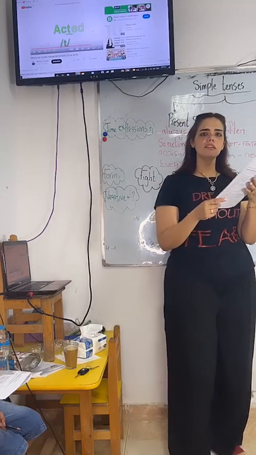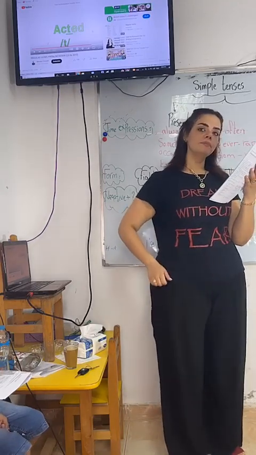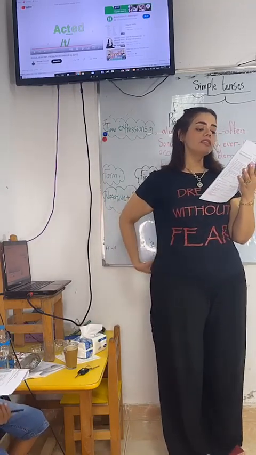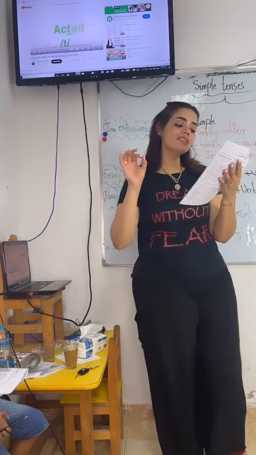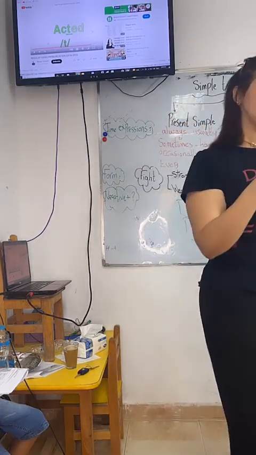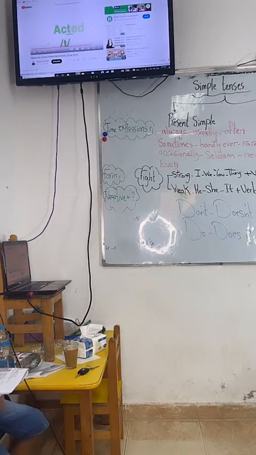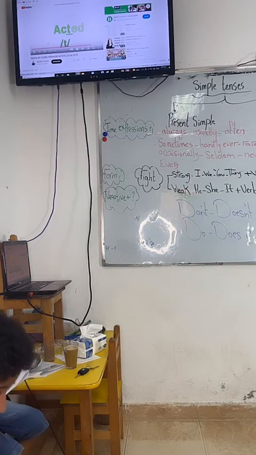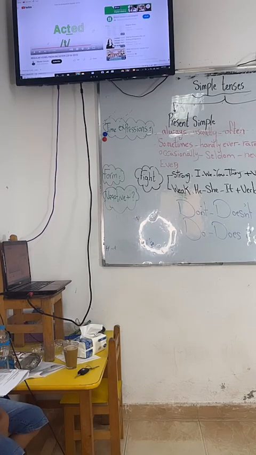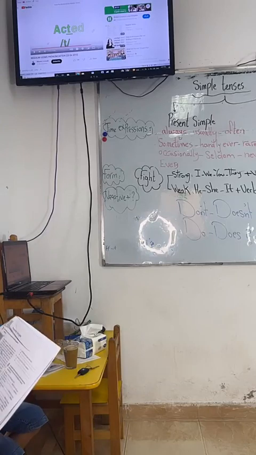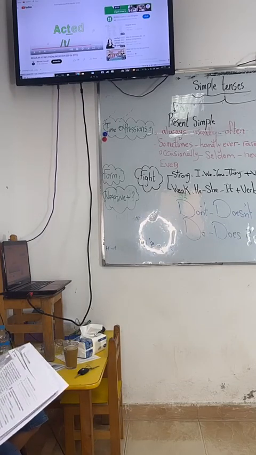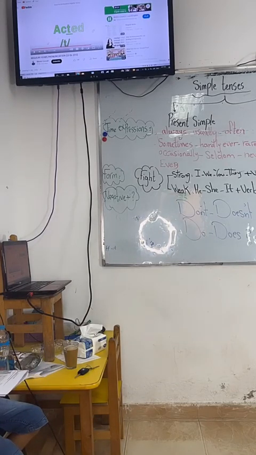Complete the sentences. Read the title. Complete the sentences in order to make the statement true. Use don't or doesn't where necessary. Number two, penguins in the Antarctic. Live. Great job. Number two, penguins live. Super excellent. Live.